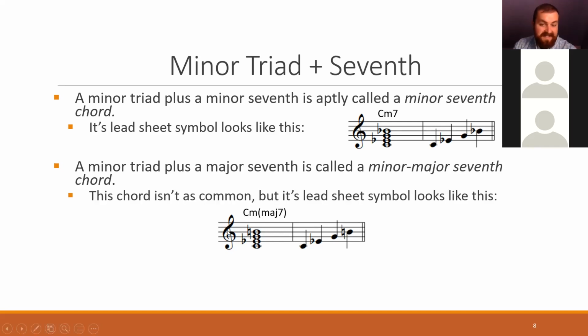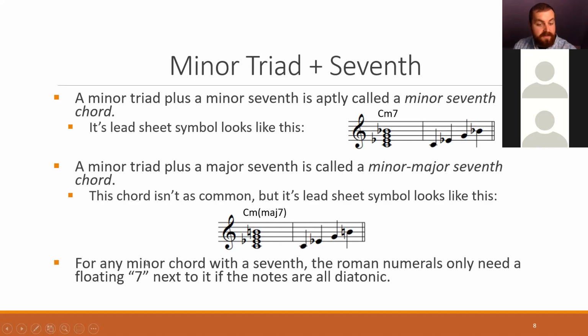The chord isn't as common, but its lead sheet symbol looks like this. We do C minor, and then we put major seventh in parentheses to show that it's a major seventh, not a minor seventh. And please feel free to stop me if there's any questions so far. We're kind of blazing through a lot of terms here pretty quickly.